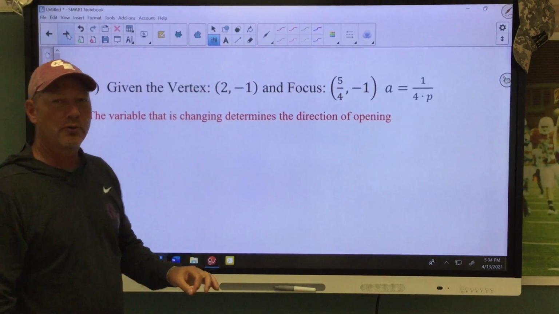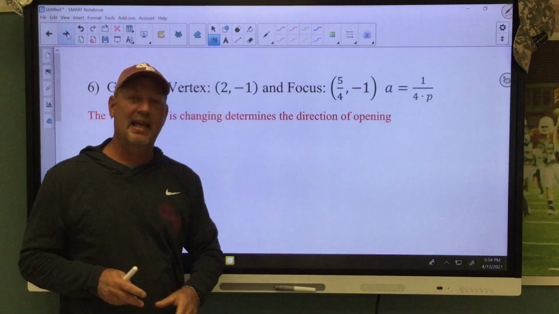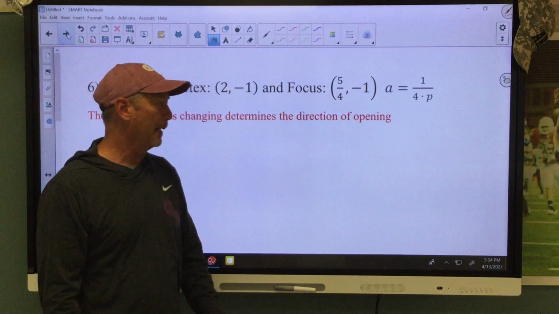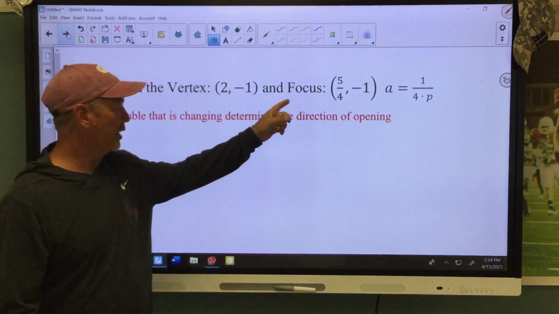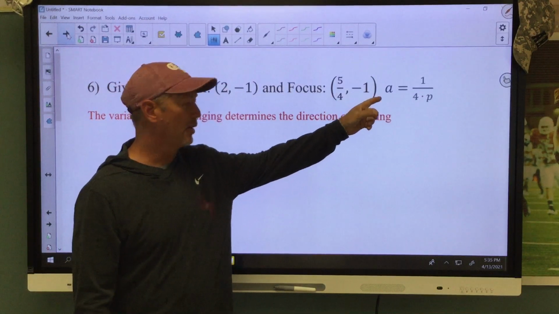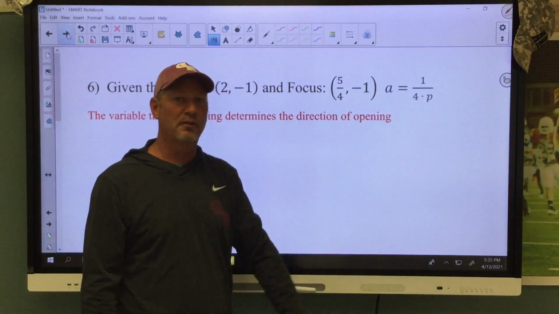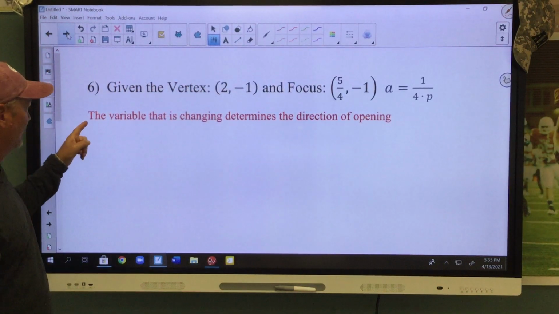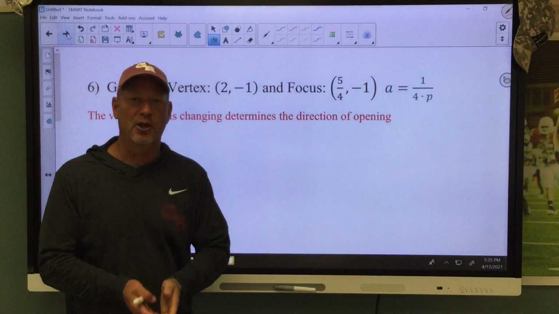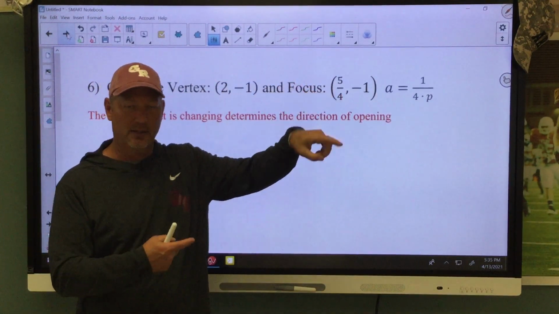All right, so always remember to write these equations, you need to have the vertex and the a value. Okay? All right, so they're going to give us the vertex, but then they're going to give us a focus. And they're going to show us what we're going to need to find the a value. Got a little equation to find the a value. Okay? All right, so it says, look, we need to determine, is my graph going to open up and down, or left or right?